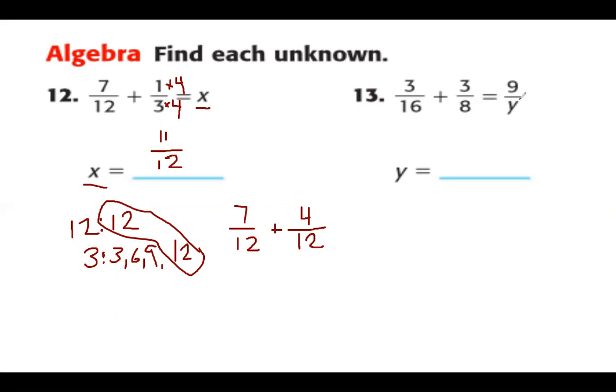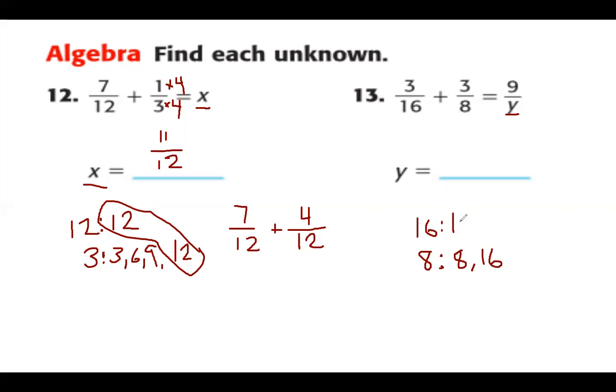Okay, one more, and I want you guys to notice on this one, it's not asking for the whole answer, it's just asking for the denominator here, which is y. So, simple way we can figure this out, my dears, is 16. I want to show you this trick. Let's find our lowest common multiple on this one, okay? So, we have 16 and 8. So, let's do our multiples for 8 first. 8, what comes after 8? 16.